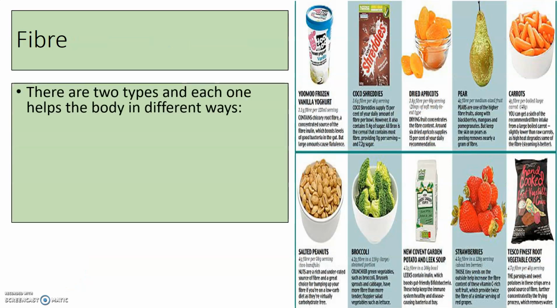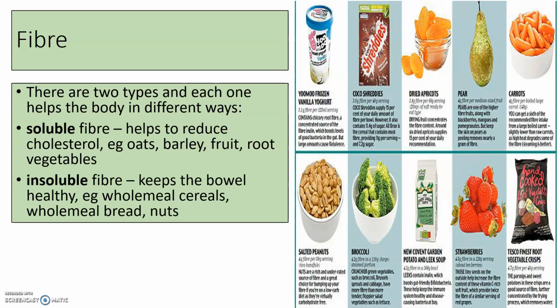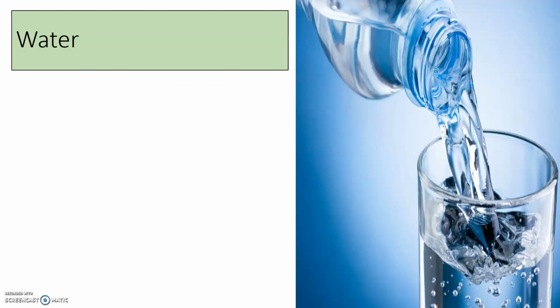So fiber, there are two types that we look at within this food category. We look at soluble fiber, which helps reduce cholesterol. We find that in things like oats, barley, fruit, root vegetables, so carrots and so on. And insoluble fiber, which helps keep our bowel healthy and helps with the digestive system. These are things like wholemeal cereals, wholemeal bread, so brown bread, for example, Shreddies is a good example. Lots of different fiber types you can find there to help with the digestive system.